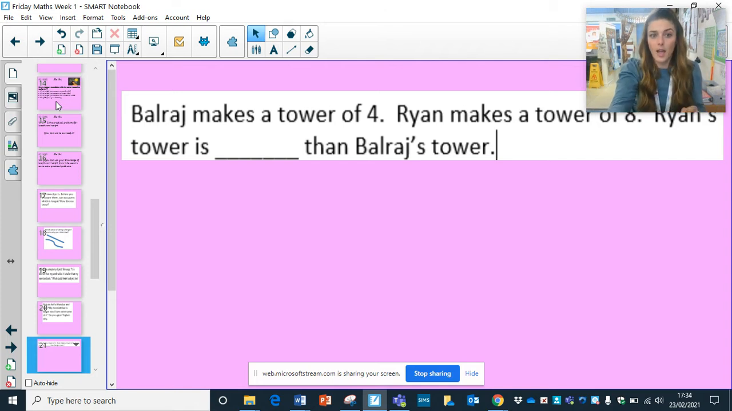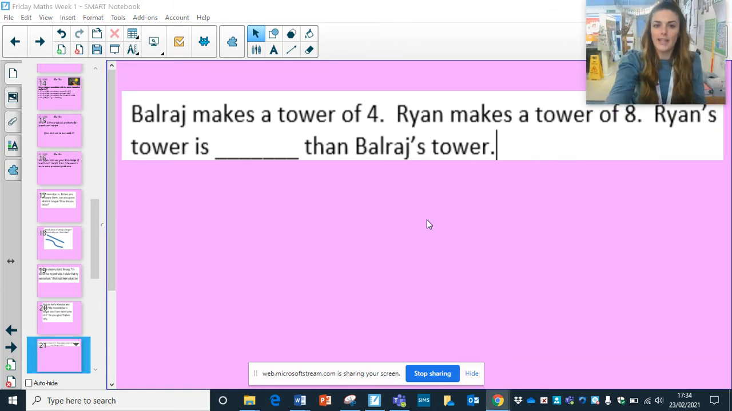Barrage makes a tower of 4. Ryan makes a tower of 8. Ryan's tower is something than Barrage's tower. So what is the difference? How many cubes different in their tower? Barrage makes a tower of 4, Ryan makes a tower of 8. What is the difference between their towers? How many?